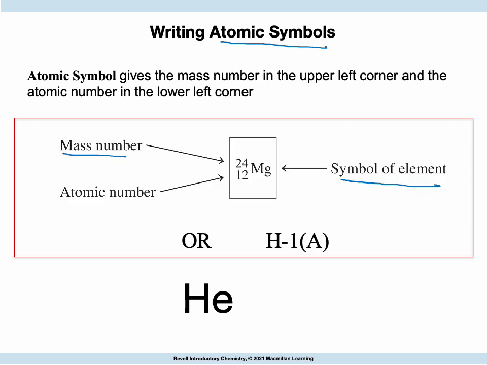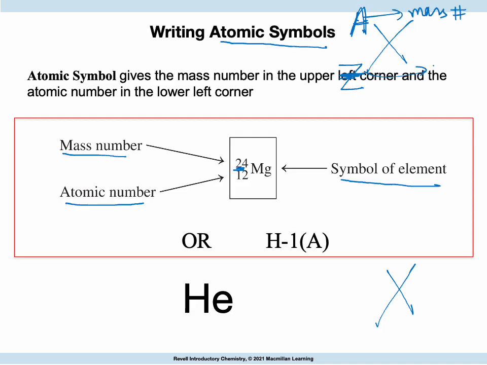Mass number is always written on the top left corner, and atomic number is always written on the lower left corner. So usually if this is the symbol X, the atomic number is always written right here, which means this is my Z and this is the A. This is always the mass number and this is always the atomic number.